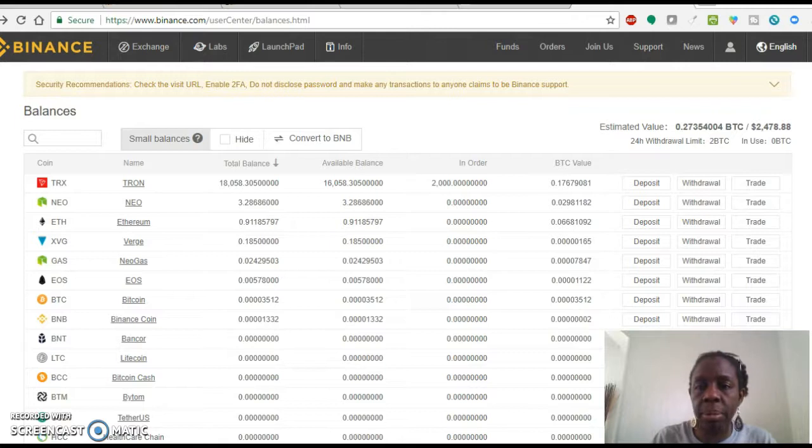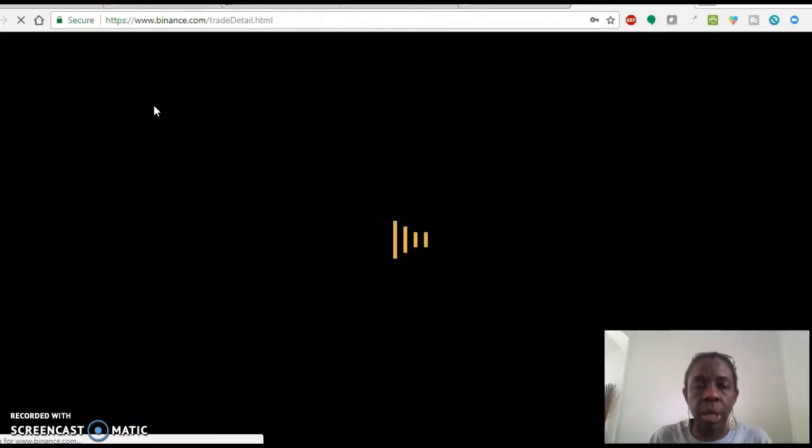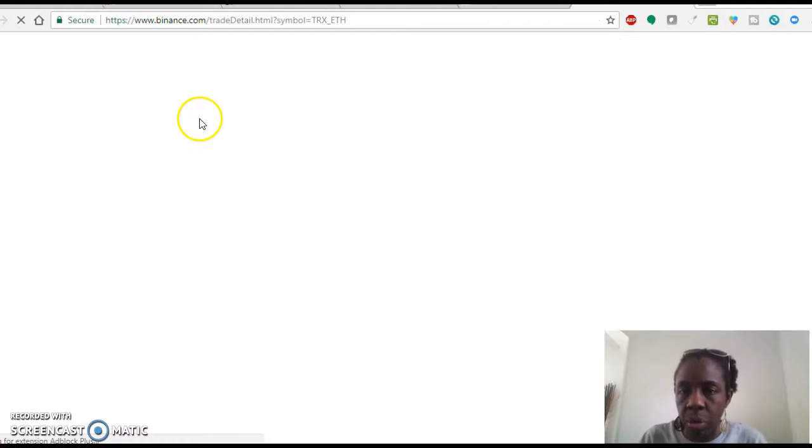So here I am on the Binance platform. Once you use the link to open your account, you'll be able to access the platform, and it will look just like this. All you need to do is head towards here where it says exchange. I use the advanced option, and that takes me straight into my platform here where I can begin to buy and sell coins.